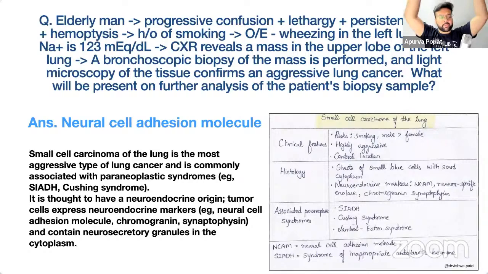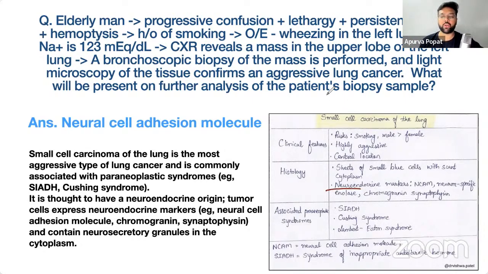Which lobe of the lung is predominantly involved in small cell carcinoma of the lung? I mean, which location? Peripheral or center? Central. Is it associated with smoking? Yes. Small cell carcinoma: center, smoking, SIADH.